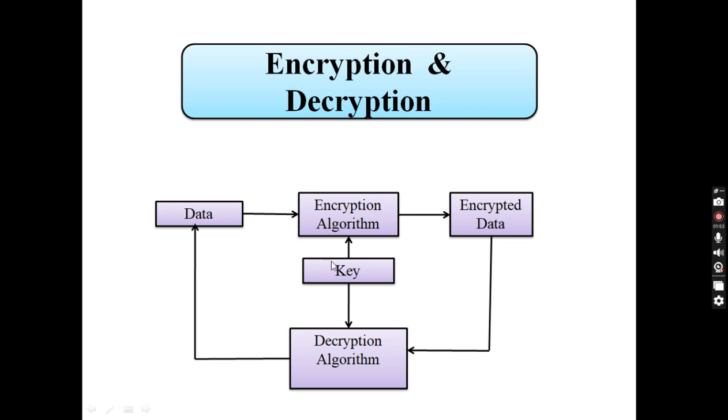So again the receiver will be having this key, and the receiver will make use of this key and the decryption algorithm. So based on this decryption algorithm and with the help of this key, the receiver will convert the data back into readable form. So again once after conversion, we are going to get the original data back. So here we are just converting the data into unreadable form, and we are converting the unreadable data into a readable form. So this is about encryption and decryption.